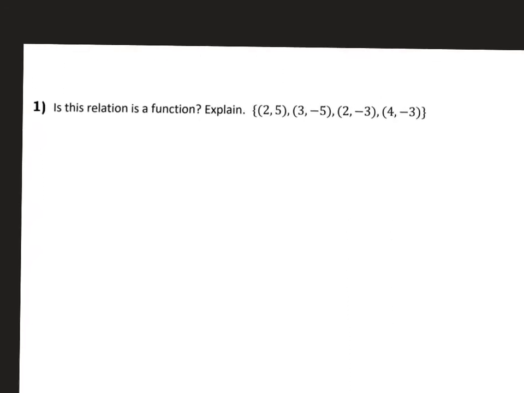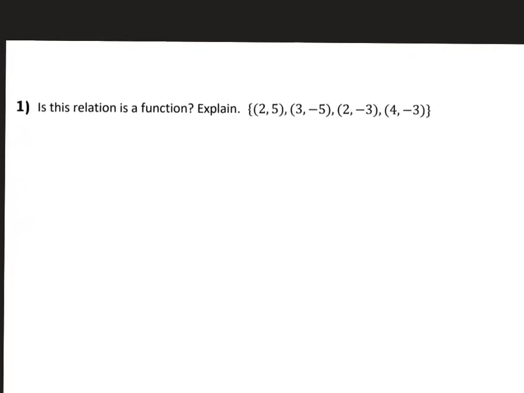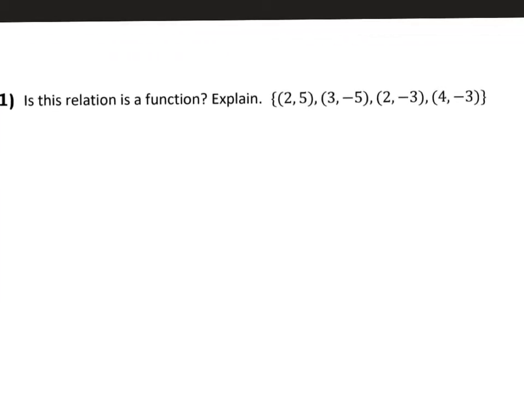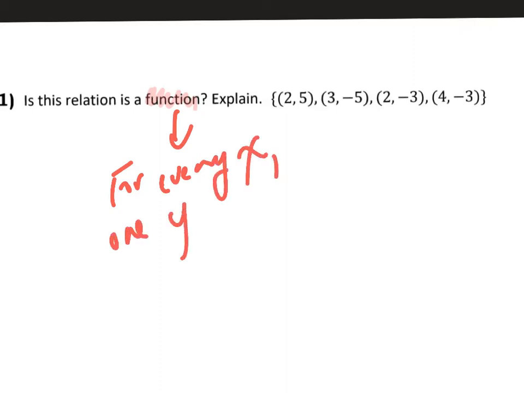Let's start with this example. It's asking us whether this relation, the set of coordinates, is a function. One way that I can tell whether or not this is a function is I want to think back to my definition of what a function really is. So this is saying, one x for, other way around. Even I get confused sometimes. So for every x, there's only one y value connected to it.